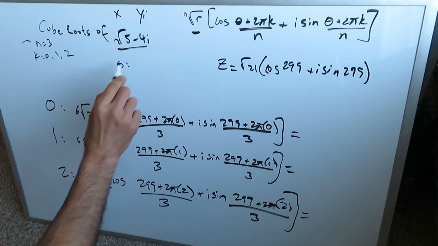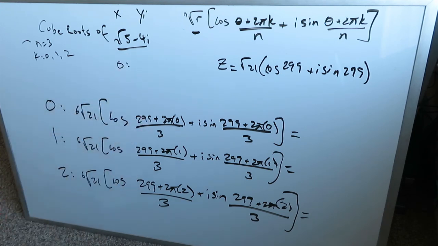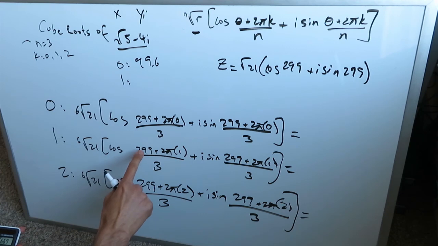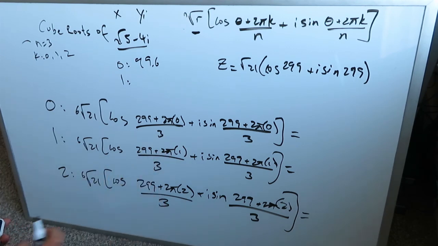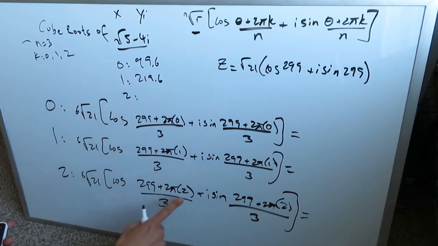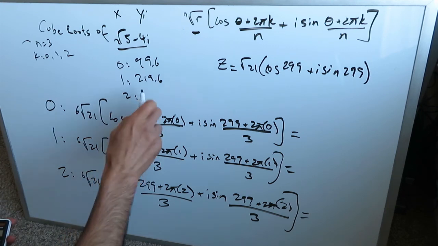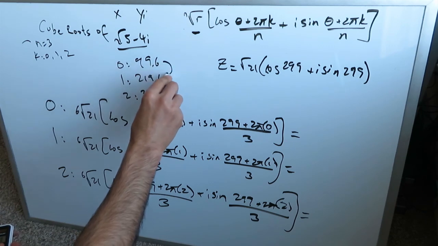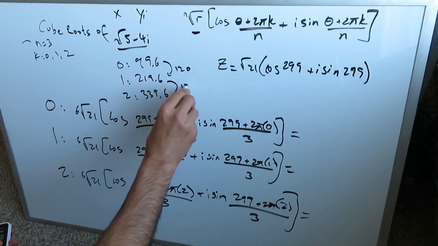The first angle relating to the k term of 0 would be 299 divided by 3, which would be 99.6. The second term would have been 299 plus 360, divided by 3, I get 219.6. And the third angle would be 299 plus 720 divided by 3, 339.6. So each of these is 120 degrees away from the next number. This over here is 120 degrees away, and this from here is 120 degrees away.